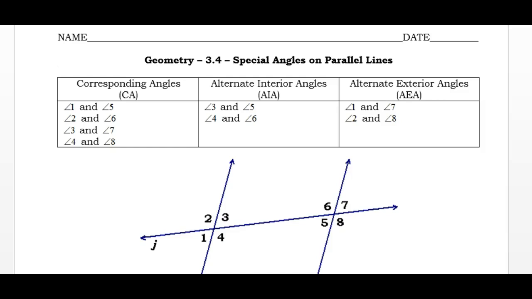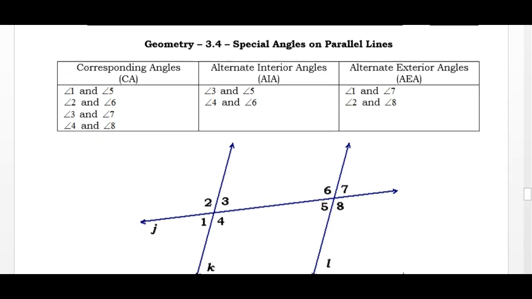This is Geometry Lesson 3.4, Special Angles on Parallel Lines. So in the previous lesson, we talked about linear angles and vertical angles. We have three new categories of angles: corresponding angles, alternate interior angles, and alternate exterior angles.